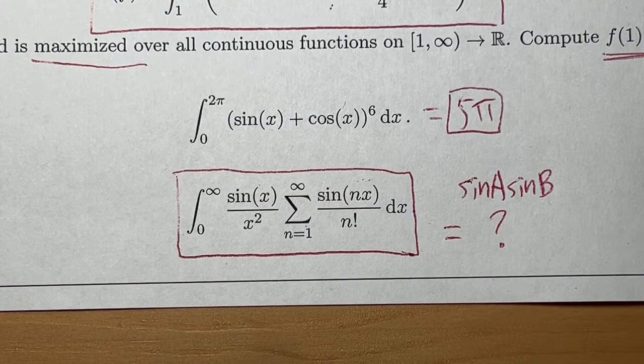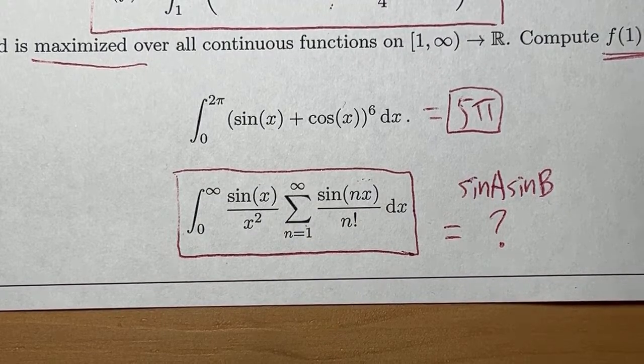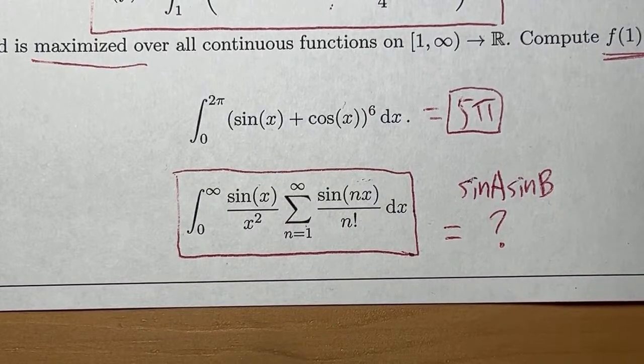Yeah, cosine A plus B and all that stuff, right? Yeah, I don't have that remembered, so. Oh yeah, 1/2 cosine A minus B, all that stuff. Okay.